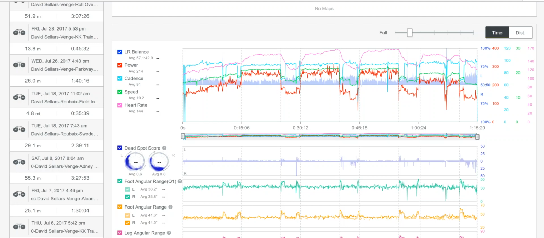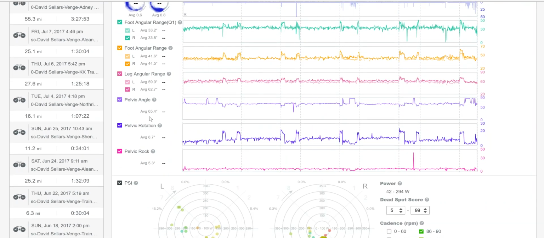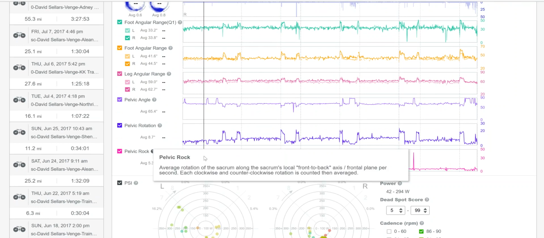Hi, it's Hunter Allen again, here to bring you a little bit of a video about pelvic rotation and rock. It is soon coming to all LEOMO users. You'll have these two new metrics right here, pelvic rotation and pelvic rock.